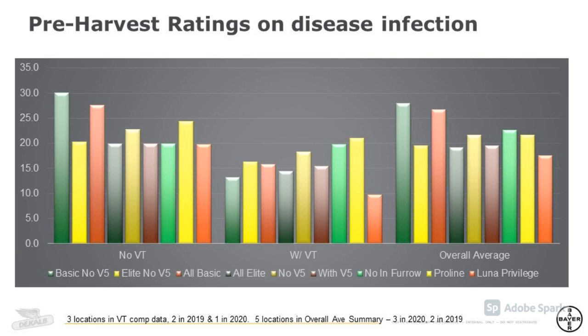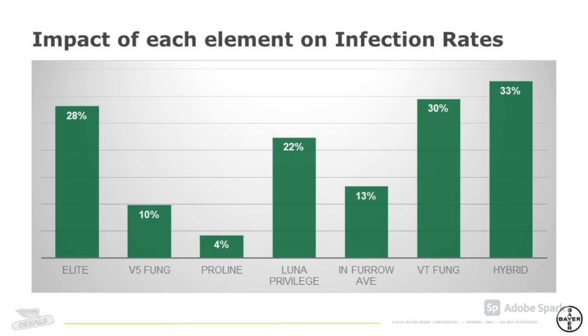And generally speaking, you see the inverse of the yield. So the with VT fungicide application bucket, those bars are generally lower than the no VT fungicide bucket. And then when you look over there to the right-hand side on the overall average, the basic seed treatments and no V5 fungicide treatments all have slightly taller bars than some of the other ones. So maybe this is a cleaner way to look at this data.